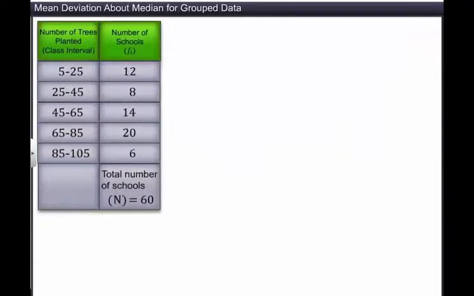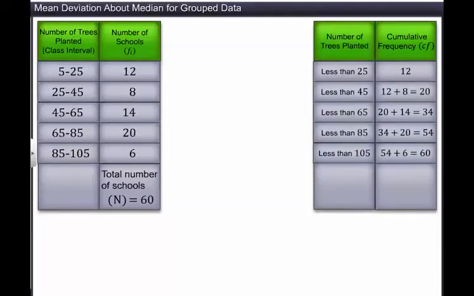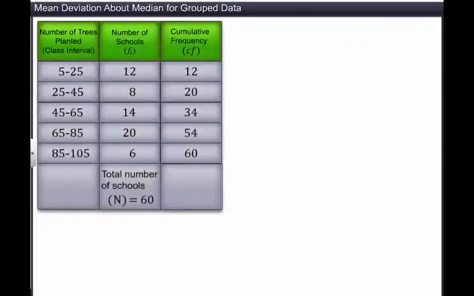Let's find the mean deviation about the median of a continuous frequency distribution. Consider the frequency distribution table given here. It shows the grouped data of a tree plantation program conducted in 60 schools. To find the mean deviation about the median, we first need to find the median of the given data. The cumulative frequencies are calculated as shown. The cumulative frequencies for each class interval are shown.